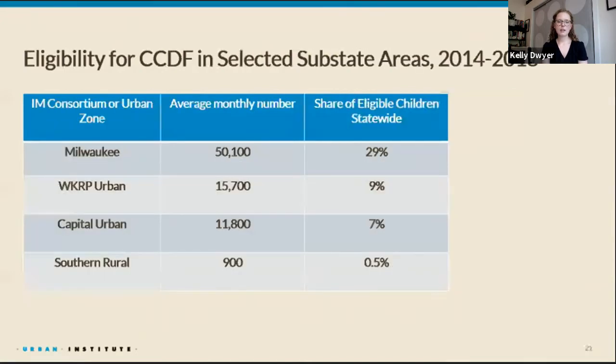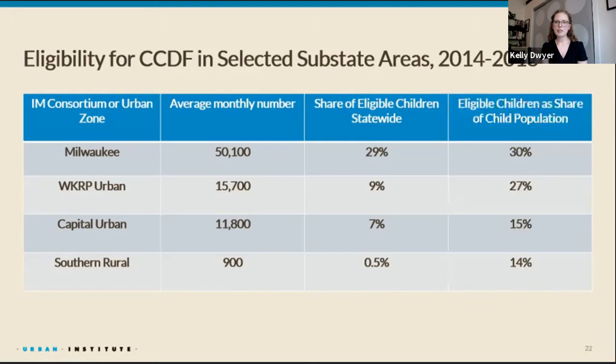Turning to the sub-state level estimates, using the methods we described earlier, we were able to determine that eligibility for each income maintenance consortium or urban zone ranged from about 900 eligible children in the southern rural area, which was less than 1% of the eligible children in the state, to a little over 50,000 eligible children in Milwaukee, which is about 29% of the eligible children. And this table only shows the 3 largest income maintenance consortiums and the smallest, and you can find the full information on all of the others in the full report.